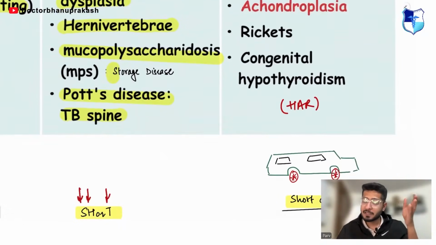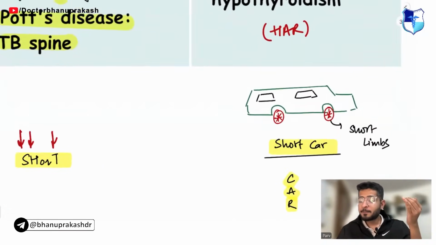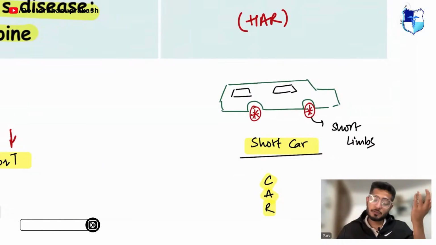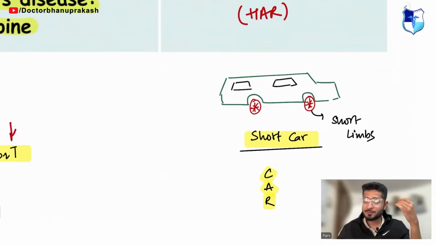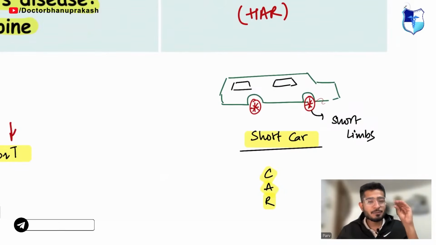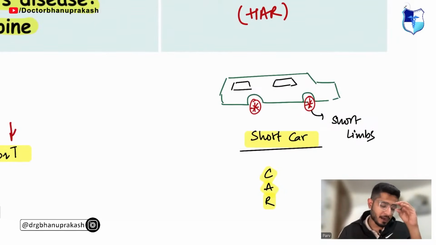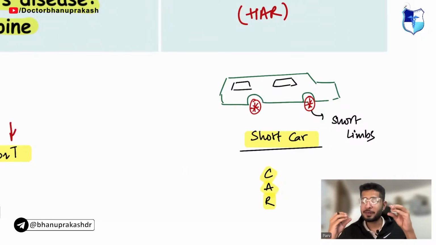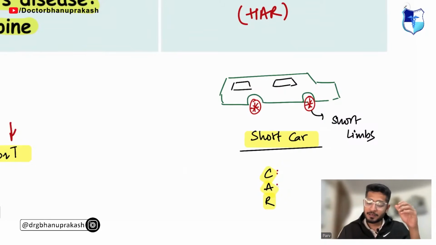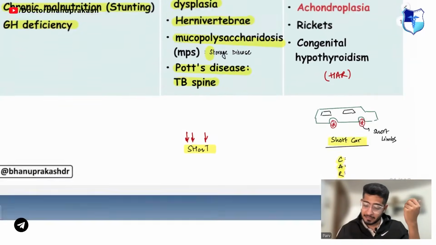Trunk is normal, the limbs are small, the legs are small. Okay, then how to remember? The mnemonic is short CAR or HAR. You can remember it your own way, but can you see the tires are small for this car? So short limbs. You can remember it as if the tires of the car are the small limbs of the car. So CAR is the mnemonic: congenital hypothyroidism, achondroplasia, and R for rickets.